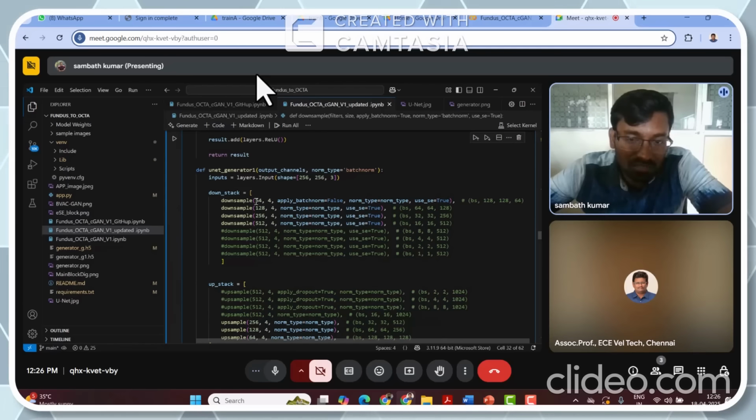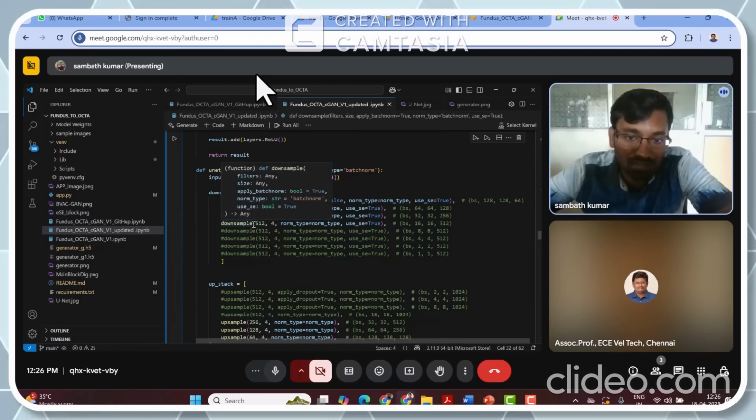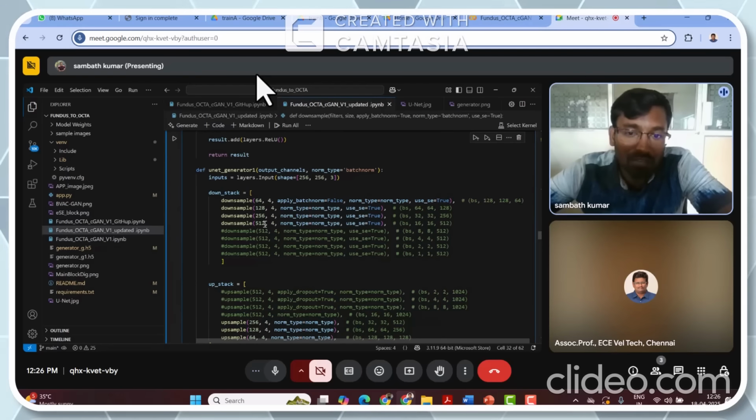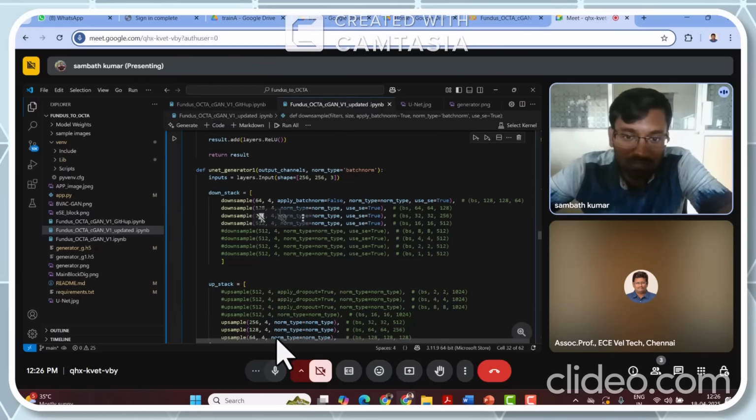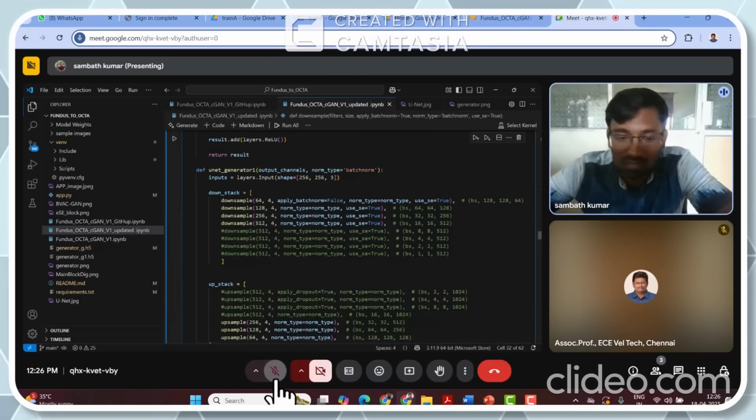So in the first stage we are going to have 64 filters. Then in the second stage we are going to have 128. In the third stage we are going to have 256. In the fourth stage we have 512. So with that many features, we are going to get a deep feature map in the encoding part after completion of the fourth stage, which will be given to the bottleneck layer.